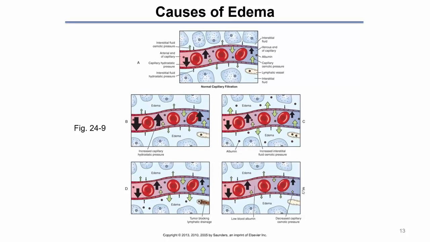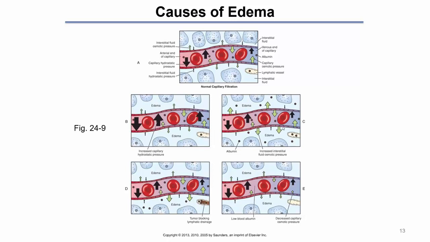The common causes of edema, as we mentioned, are decreased capillary osmotic pressure, due typically to liver diseases, which cause a decrease in albumin synthesis, and lymphatic blockage. So D and E are very common. A is normal. B is very rare, a dramatic increase in capillary hydrostatic pressure.